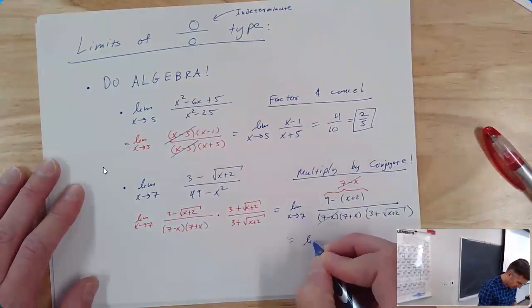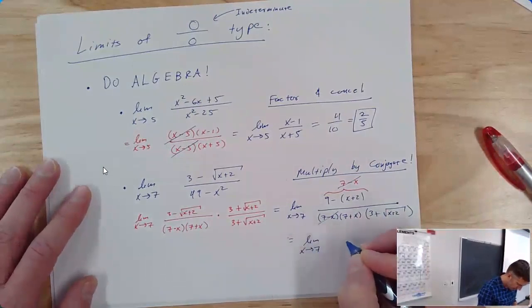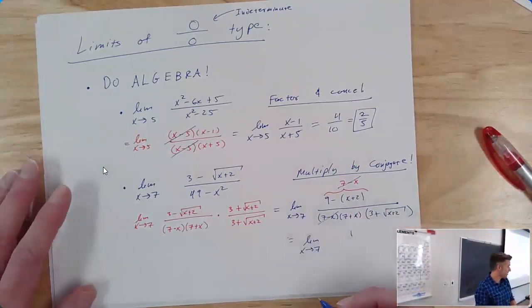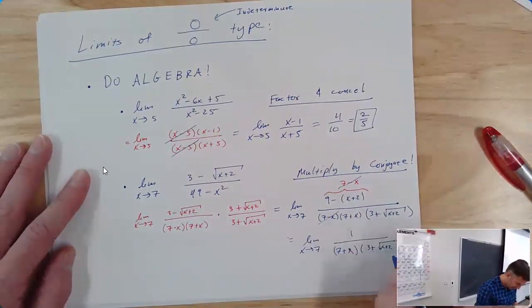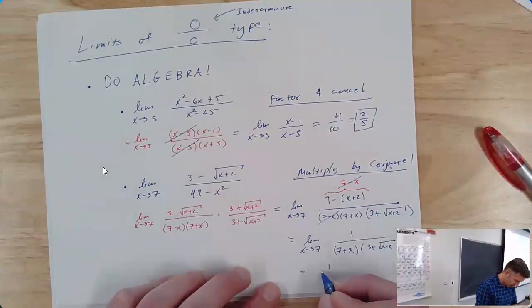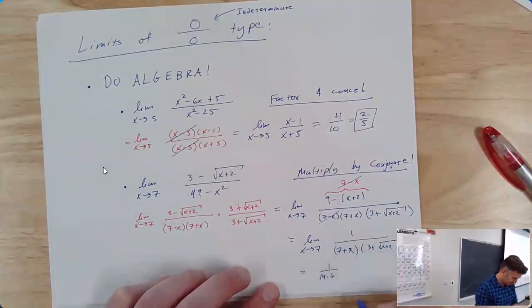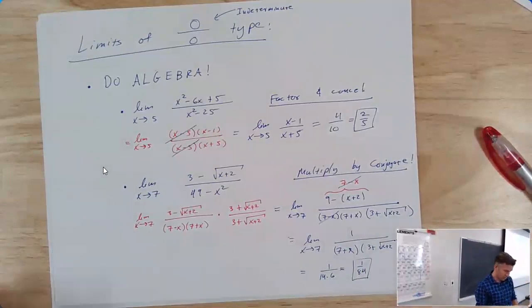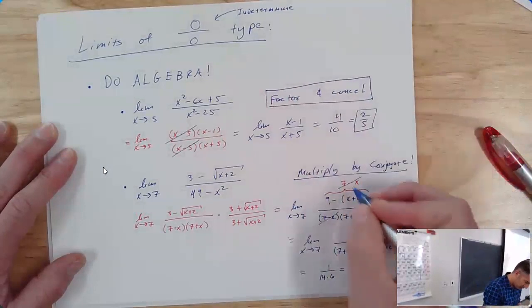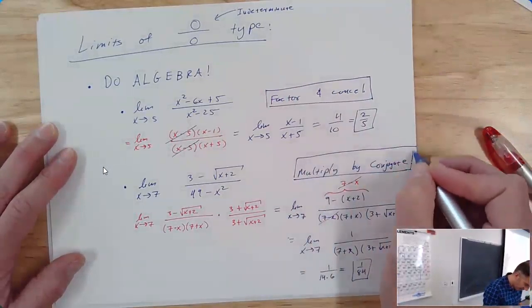So that's going to equal the limit as x approaches 7 of 1, right? Because when things cancel, we divide out, we're left with a 1 over 7 plus x times 3 plus the square root of x plus 2. And then when you plug in your 7, you end up getting 1 over 7 plus 7 times 3 plus 3, which is 1 over 84.